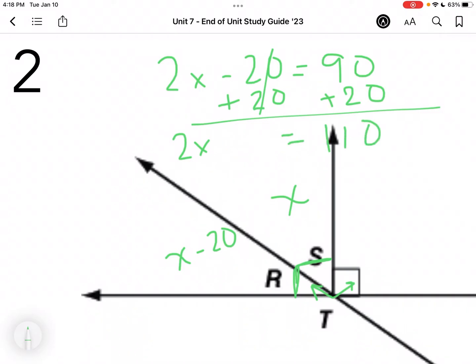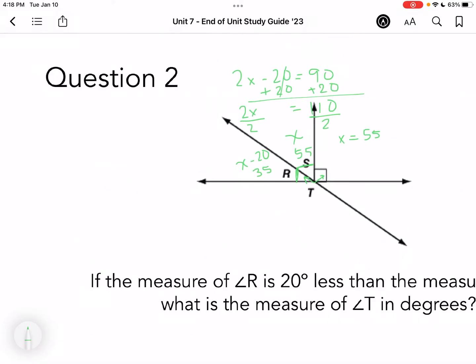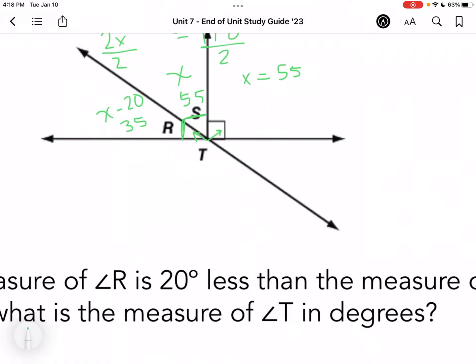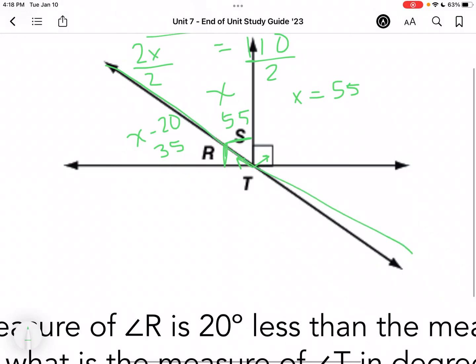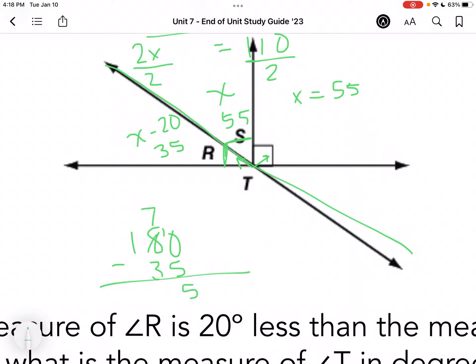Okay. So 2x equals 110, so I'm going to divide by 2. So x equals 55. So that means angle S is 55, and that makes angle R 55 minus 20, which is 35. So then it says, what is the measure of angle T in degrees? Well, I know this is a straight line, so I'm going to do 180 minus 35. And I get 145 degrees.